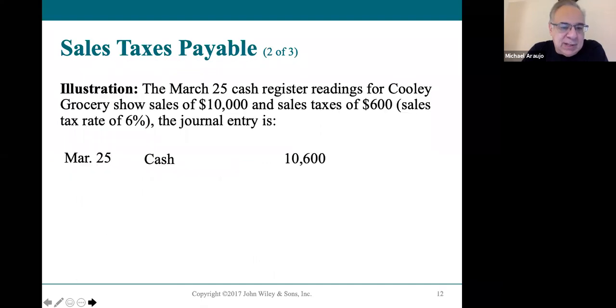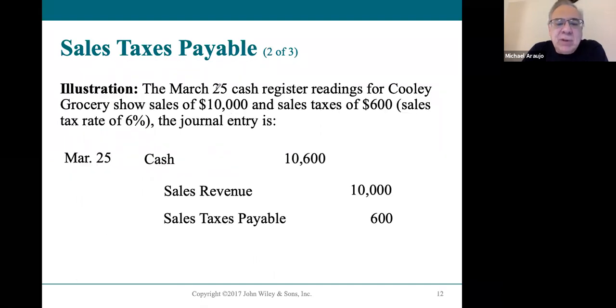And it usually works this way. So here we have a company, Cooley Grocery. They had sales of $10,000 and they collected $600 of sales taxes. Okay. So they collected $10,600 of cash. However, $10,000 of that is their actual sale. That's actually their money. But the other $600 was a sales tax that they're going to have to remit to the state government.